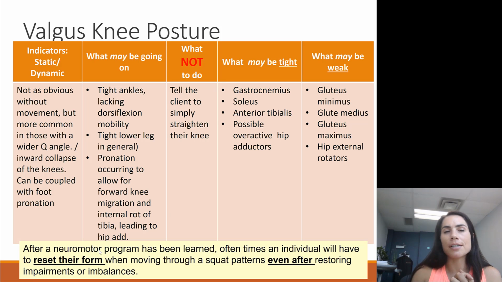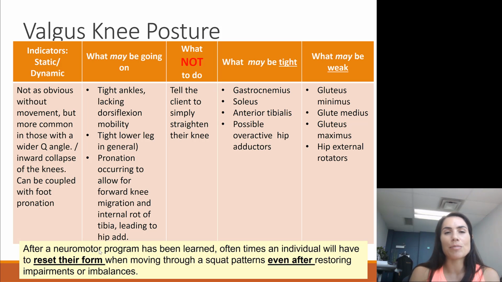So what may be going on during valgus knee? It could be that someone has tight ankles or they're having issues with dorsiflexion mobility. It could be that they have tight lower legs in general, so all the musculature around that area. Again, it could be that there's this pronation that's happening that's allowing that knee to migrate. So there's a number of things that could happen. So pronation, meaning pronation at the foot that's causing that knee to come into that valgus position.